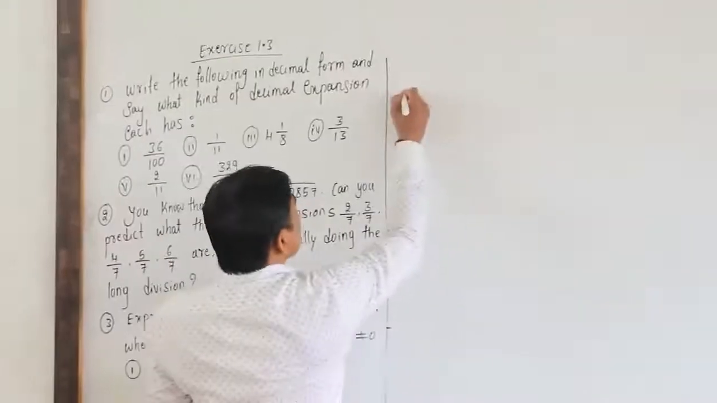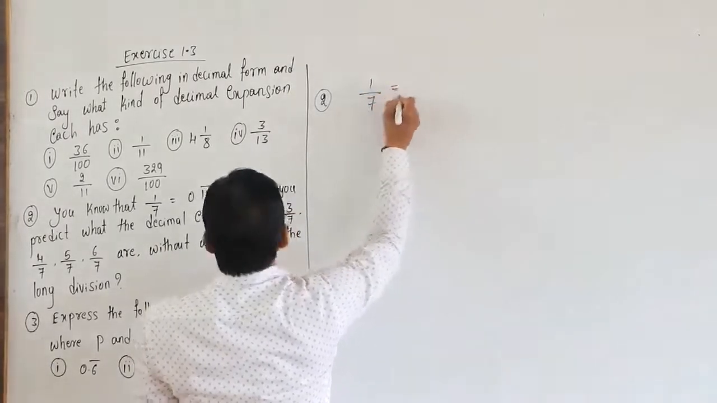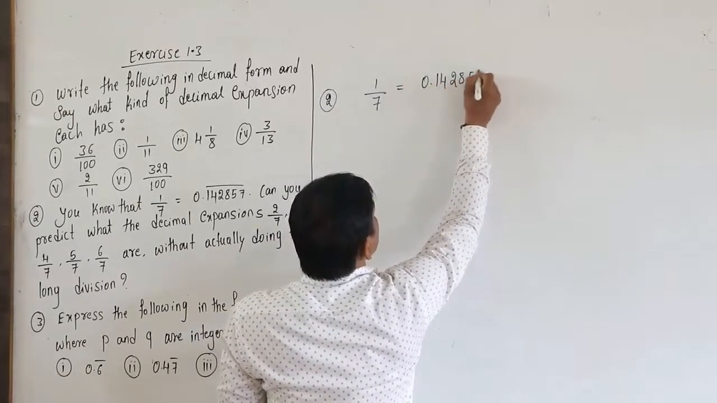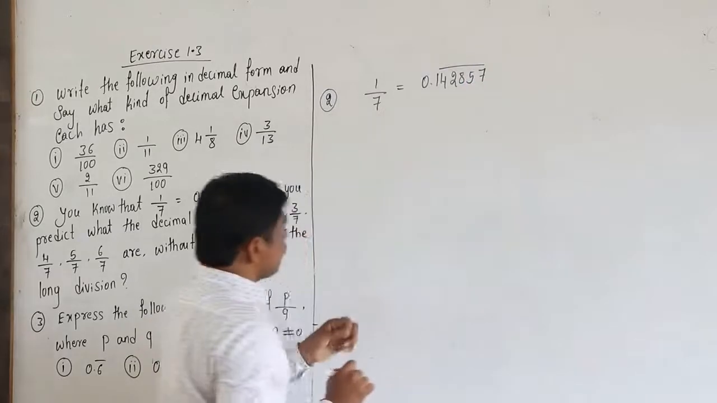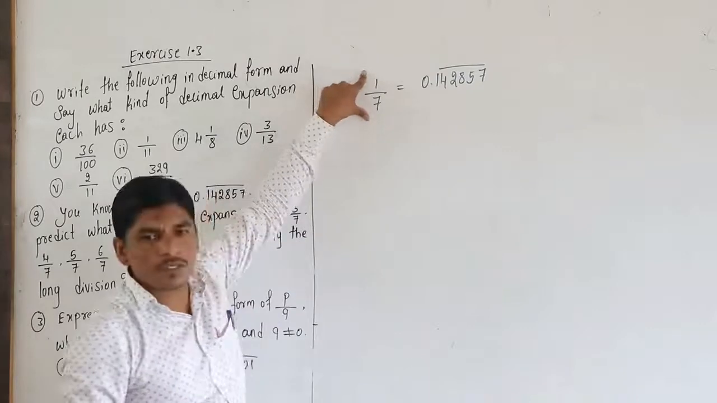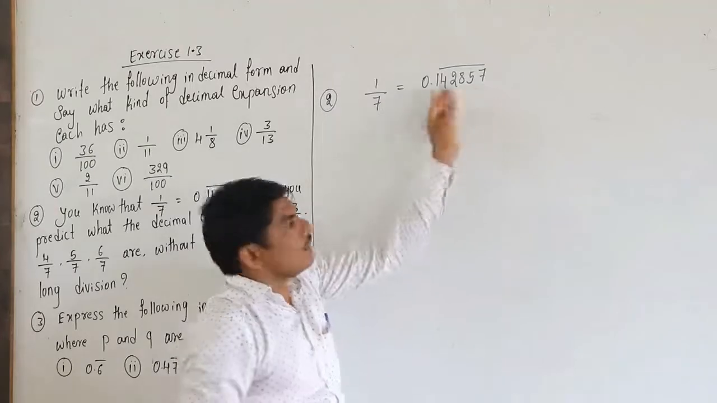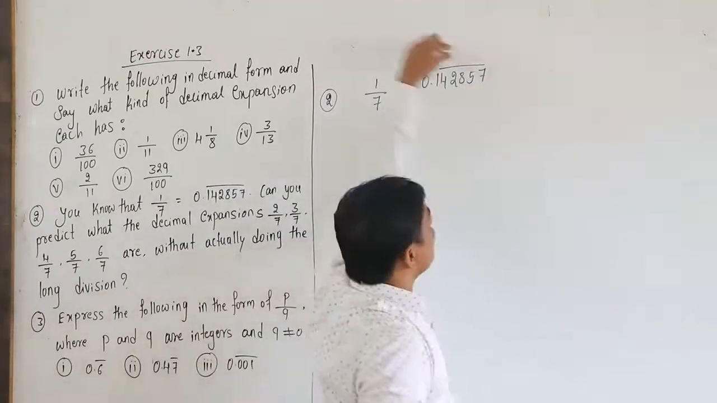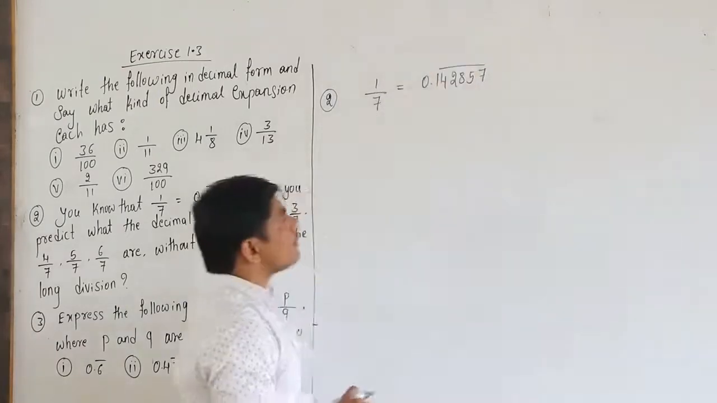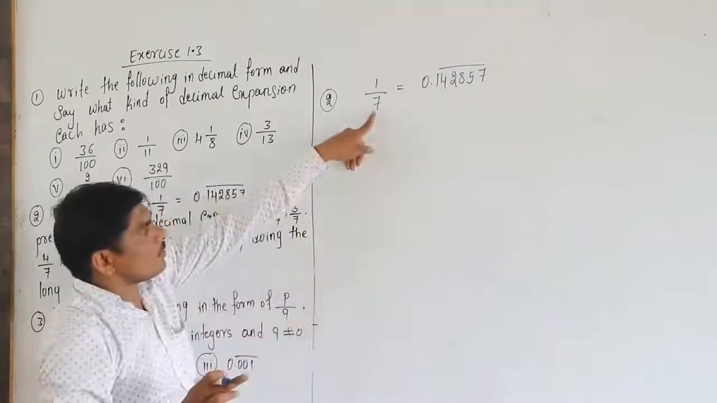Here the second question is 1 by 7. Here 1 by 7 is equal to 0.142857 bar. Here 1 divided by 7, this value, after using the long division procedure, this is the result. Now 142857, these numbers are continuously repeated. That's why we write 142857 bar. Now the next question, the given problems are dependent on this value.